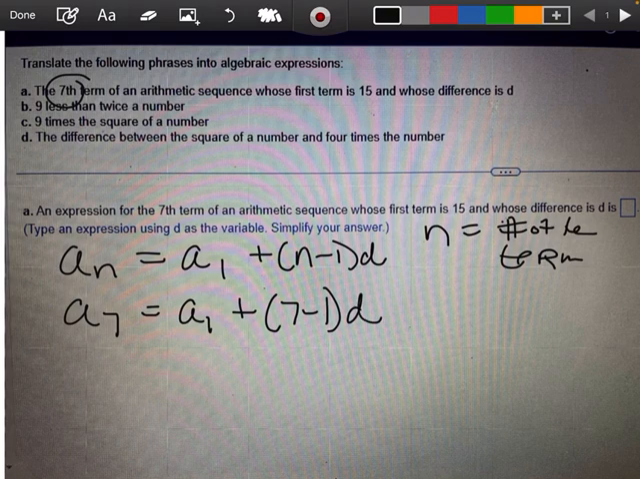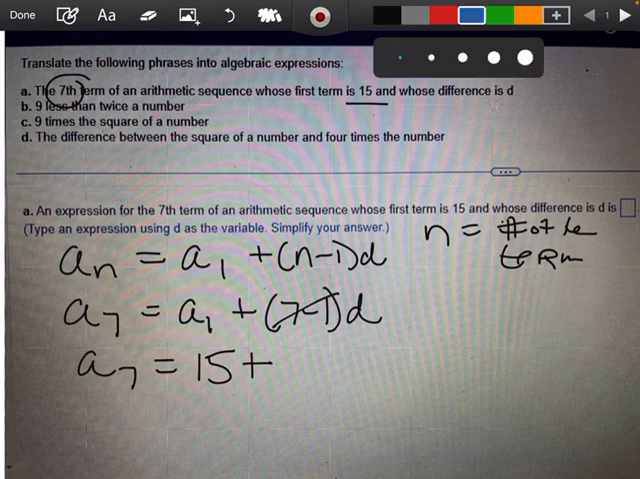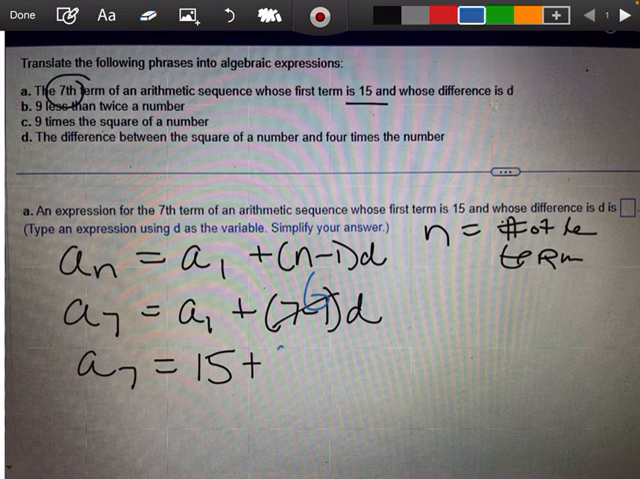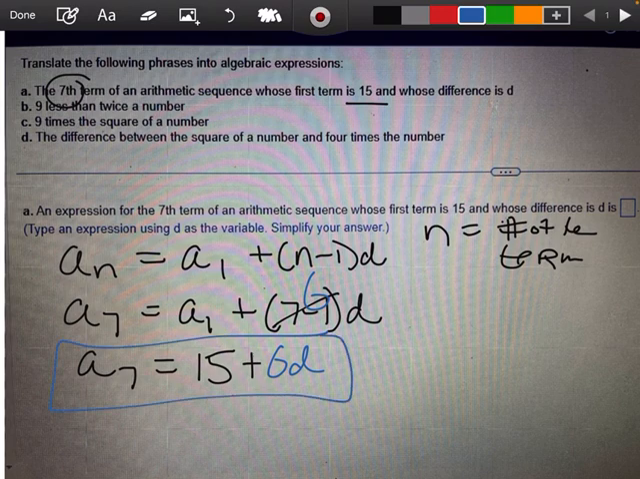Now, they also told me the first term is 15. So let me write that out. a7 equals 15 plus, now I know 7 minus 1 is going to give me 6, so that's 6d. So here's my answer for part A.